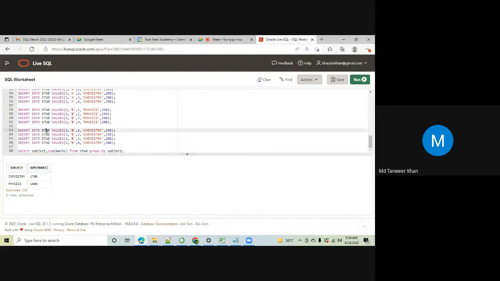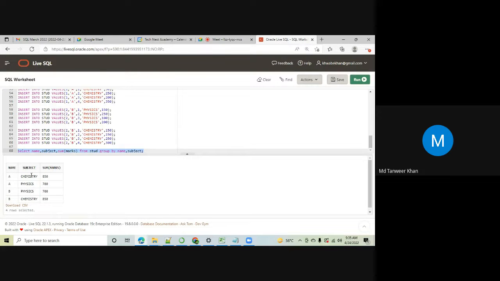And instead of this, if I give name comma subject, I'm asking the SQL engine to show me the total marks scored by each and every student in each and every subject. So A has scored a total of 850 in chemistry, A has scored 700 in physics, B has scored 700 in physics, and B has scored 850 in chemistry. So this was all about plain sum of marks. Any question in this? Okay, this is clear.